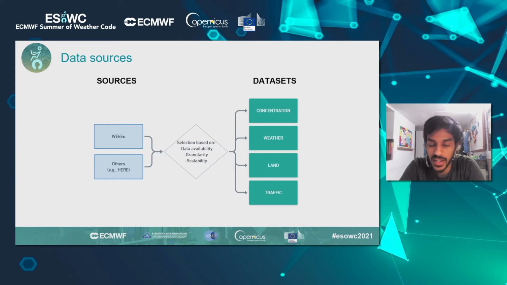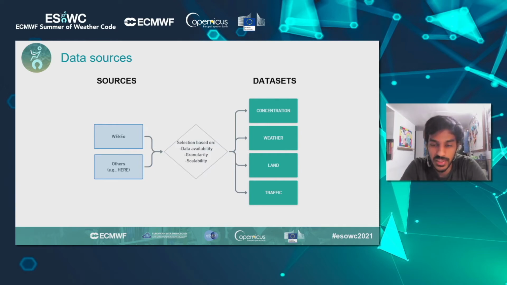So we select data sets based on various conditions. One is obviously the geographical availability and coverage of the data set, as well as the granularity and temporal resolution, as well as the scalability. So it has to be available for the entire globe for a model to be applicable on a large scale.